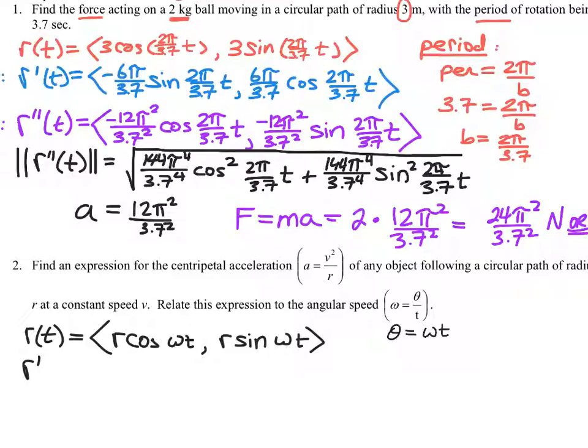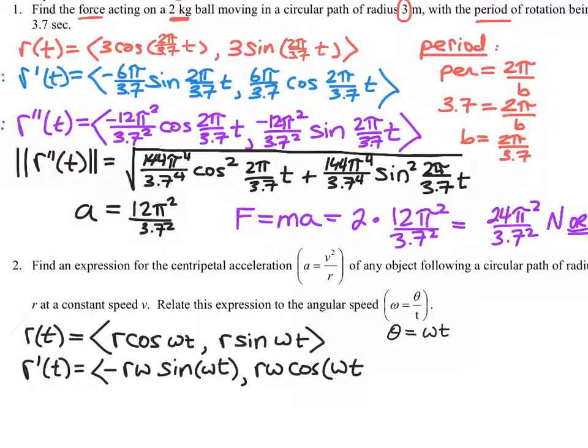So r prime of t, which is my velocity vector, is going to be negative r omega sine omega t, comma r omega cosine omega t. That's what I did before. I just copied what it says there.